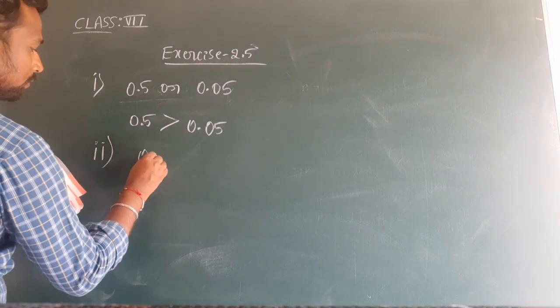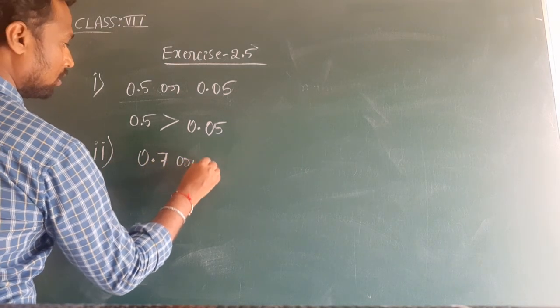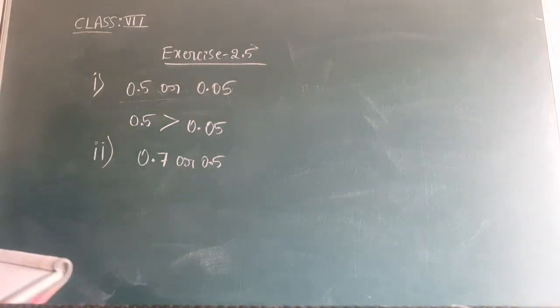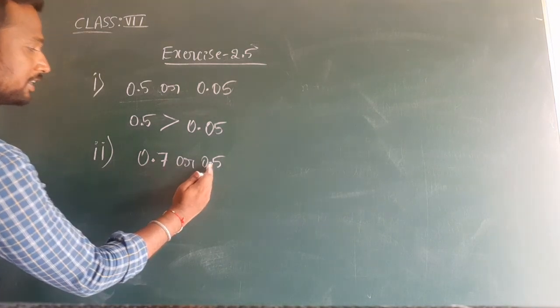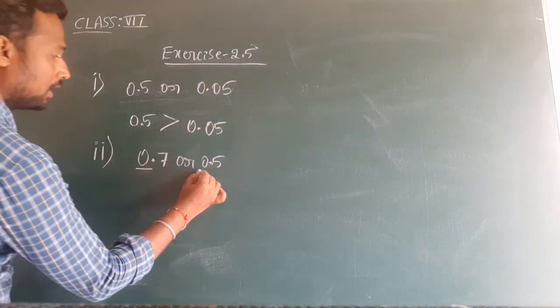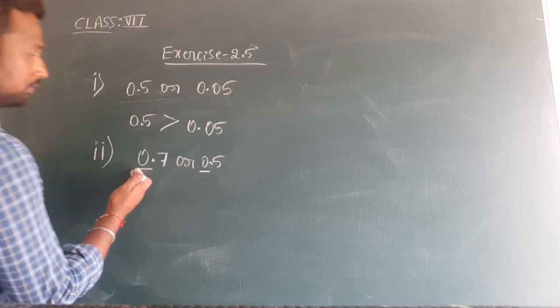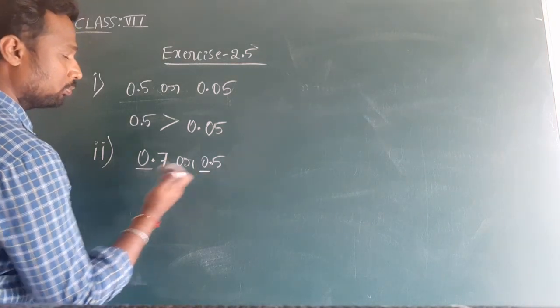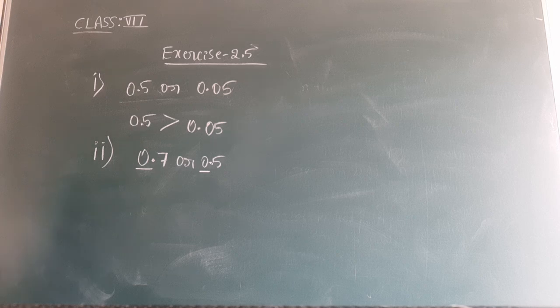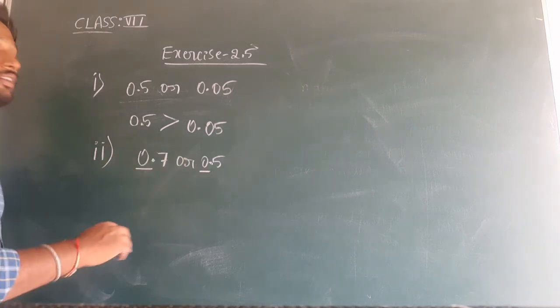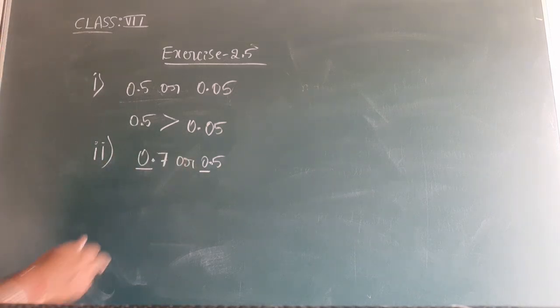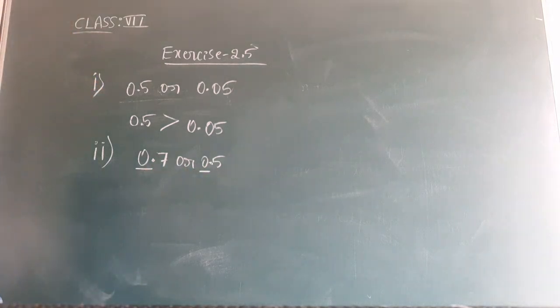0.7 or 0.5. How will you compare here? Again, compare first the left part of the decimal point. Here we have 0 and here also we have 0. So if you compare these two values, in both cases we have 0. So if we have the same number here, then we have to start comparing the right part of the decimal point, from the tens place.